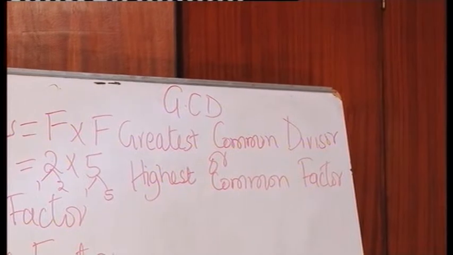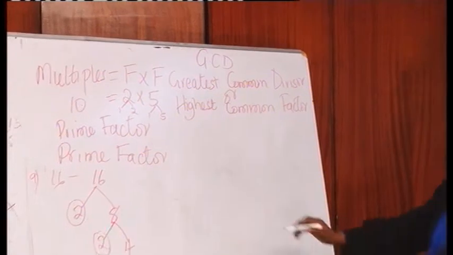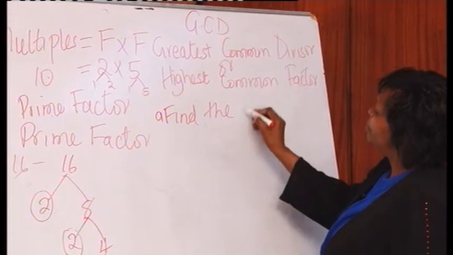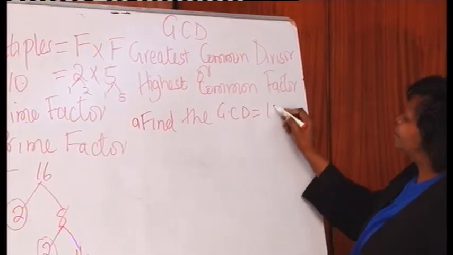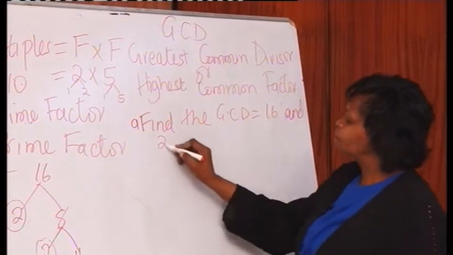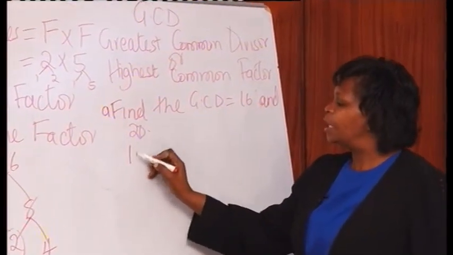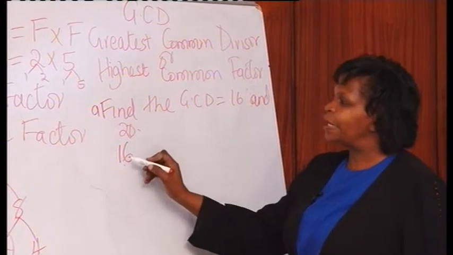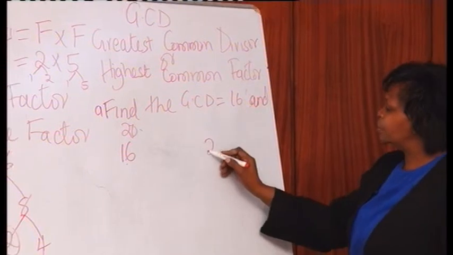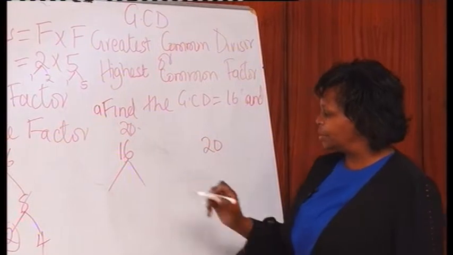For example, if you are asked to find the GCD of 16 and 20, then I'll be forced first to get the prime factors of 16 and 20 by using the factorization method, or the prime factorization method.